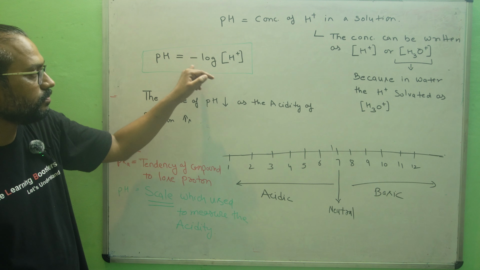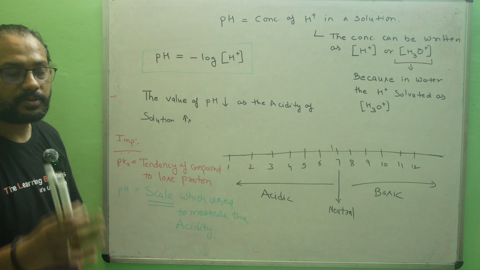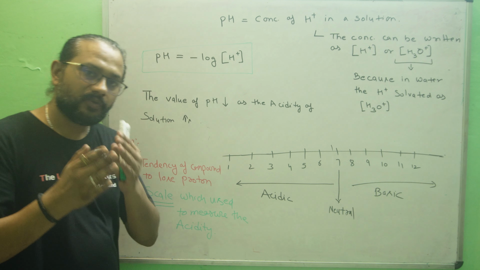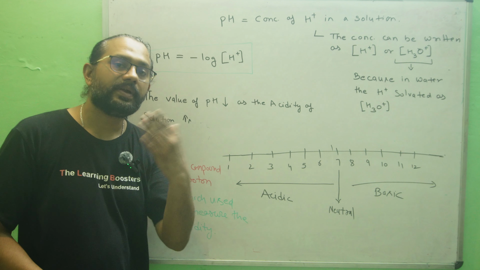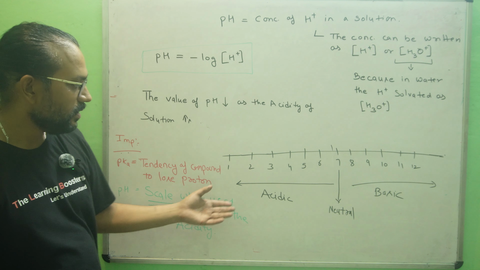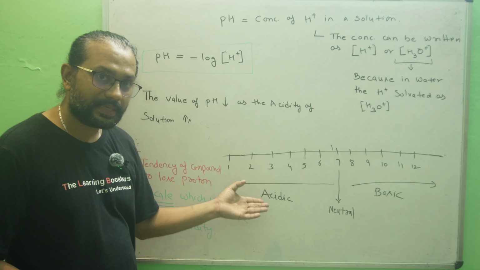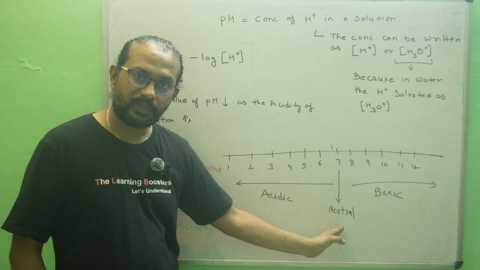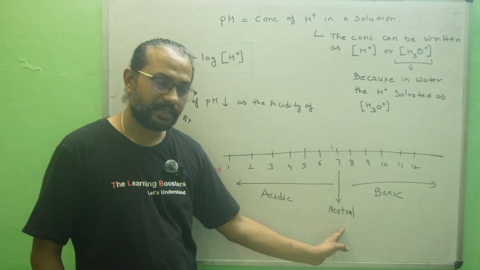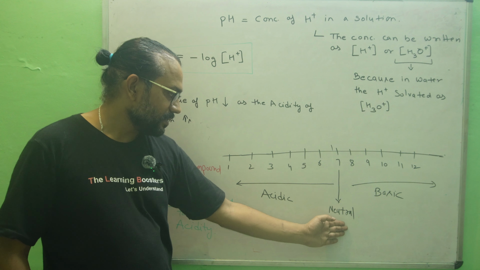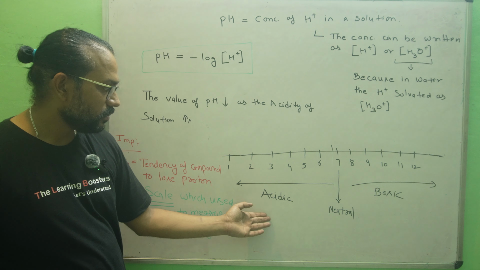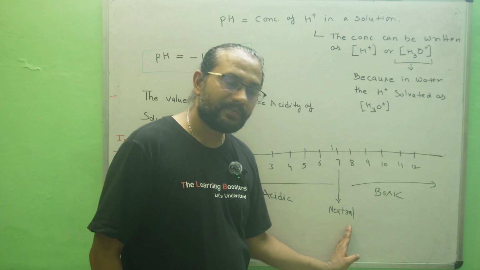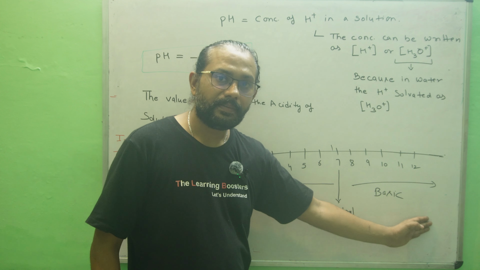pH is equal to minus logarithm of the concentration of a proton. As the value of pH decreases, the acidity increases. For example, we have prepared a rough scale. Here pH 7 is always neutral. For example, water has a pH of 7, and as the value goes down, the acidity increases, and as the value moves above 7, that is basic.